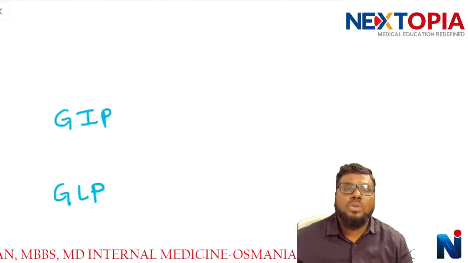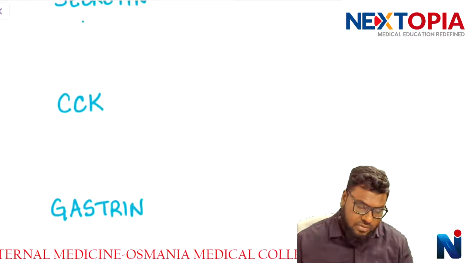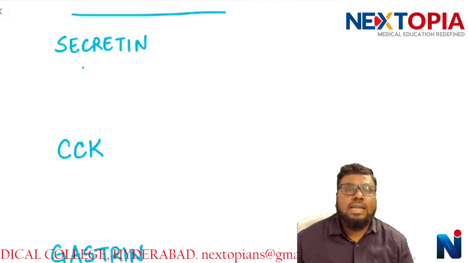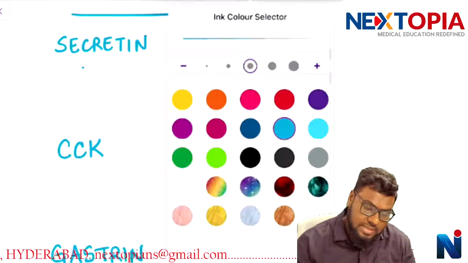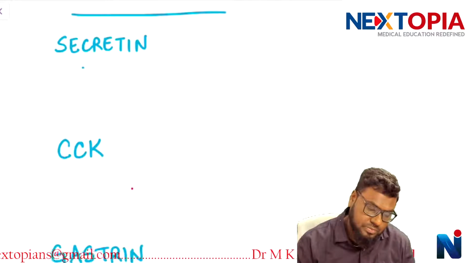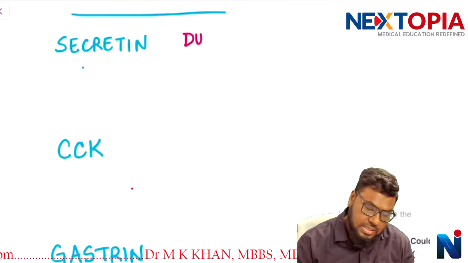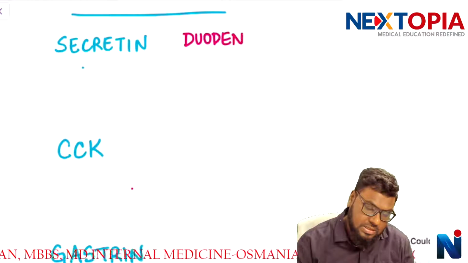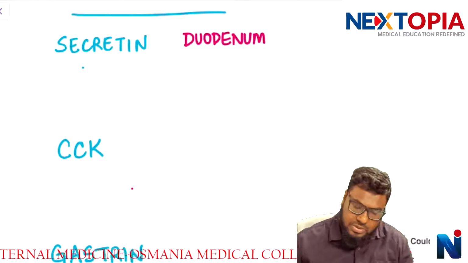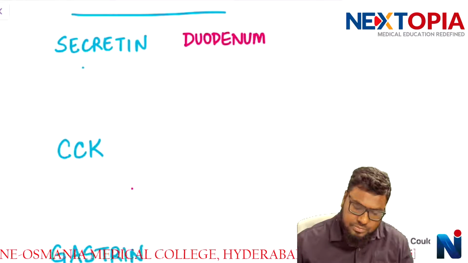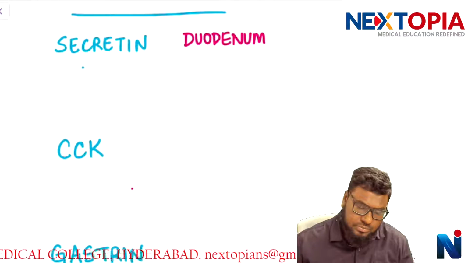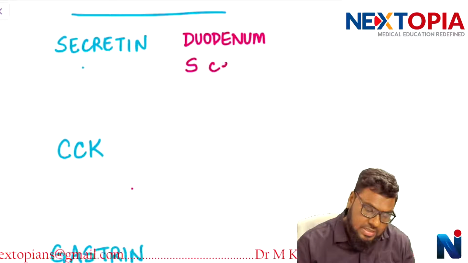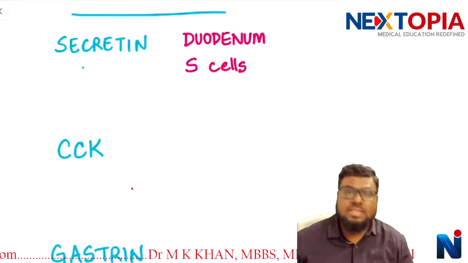All right. So let us try to understand what is the source of each of these. The secretin is released from the duodenum, from the S cells of the duodenum. S stands for secretin cells.